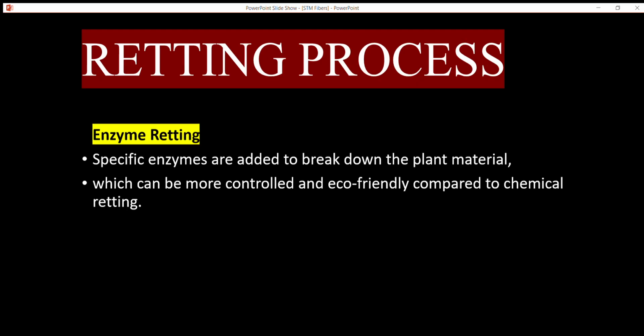Fourth is enzyme retting. In enzyme retting, specific enzymes are added to break down the plant material, which can be more controlled and eco-friendly as compared to chemical retting. As we have discussed in the previous slide, chemical retting is less eco-friendly, but enzyme retting is more controlled and eco-friendly as compared to chemical retting.